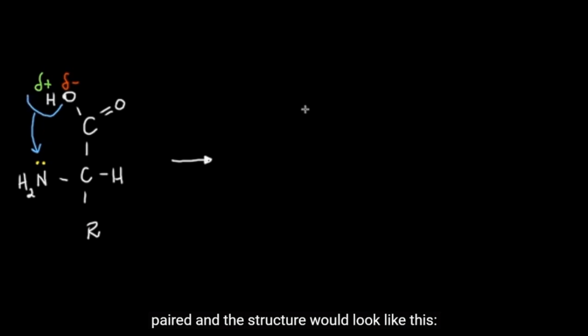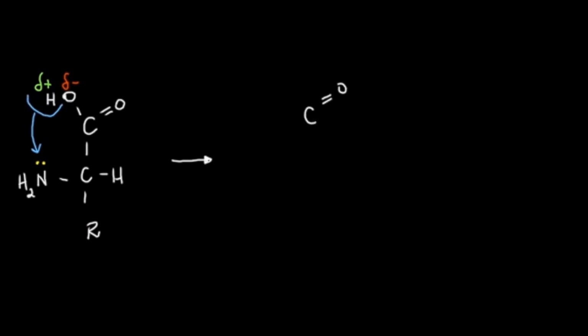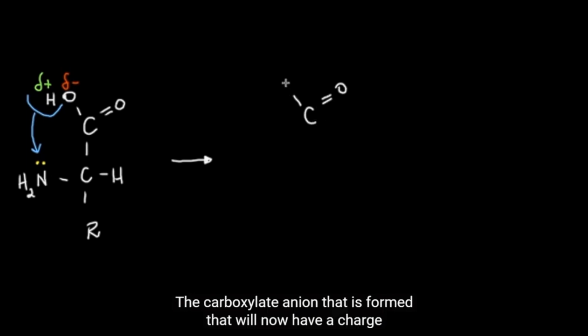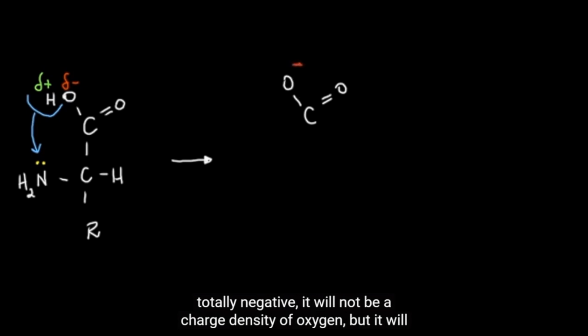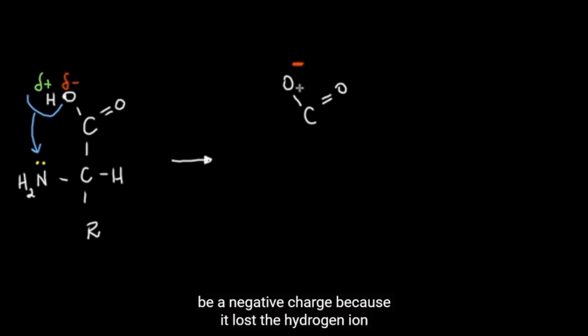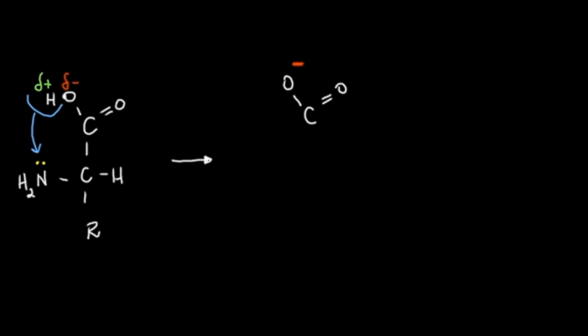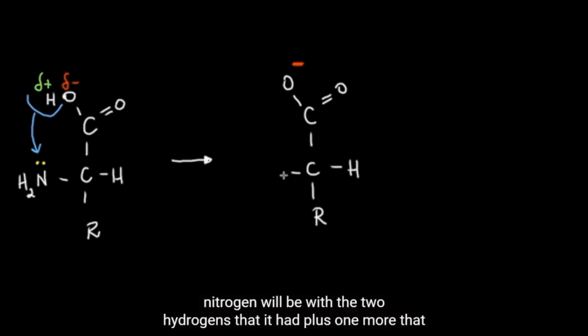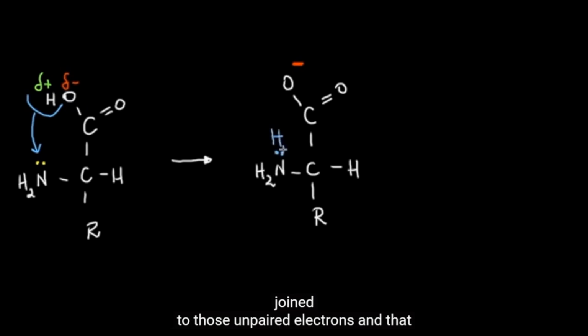The carboxylate anion that is formed will now have a totally negative charge. It will not be a charge density of the oxygen, but it will be a full negative charge because it lost the hydrogen ion, and in the second carbon there will be the nitrogen with the two hydrogens that it had plus one more that joined those separated electrons and that carried with it its positive charge.